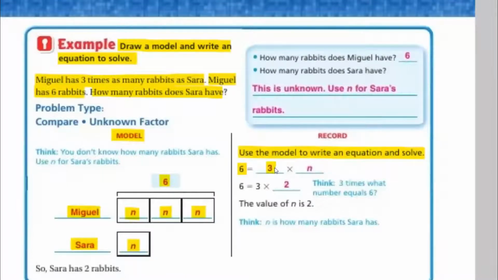We have 6 equals 3 multiplied by n. We don't know the value of n. Let's get it. We have here 6 equals 3 multiplied by what? Of course, as we studied before in the multiplication table, 3 multiplied by 2 equals 6. So the value of n here is 2. So we can say here Sarah has 2 rabbits. Okay guys, let's move to the next one.